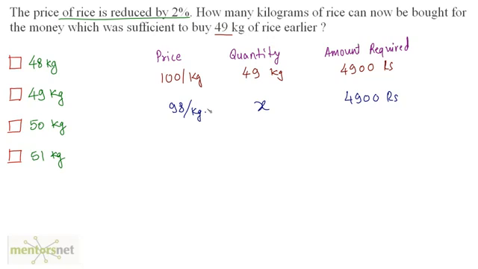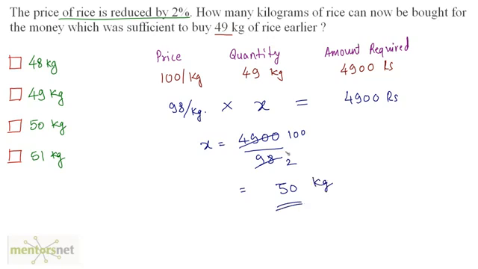So again, this is actually 98 times x is equal to 4900. So x is equal to 4900 upon 98, and that is equal to 49 times 100 is 4900 and 49 times 2 is 98. So this is actually 50. So 50 kgs of rice can be bought.